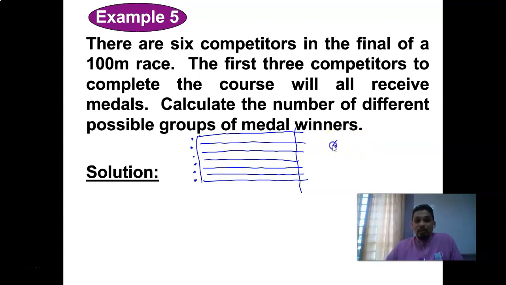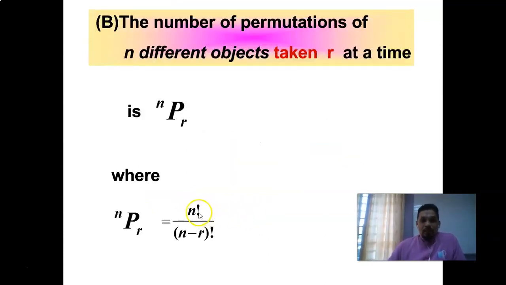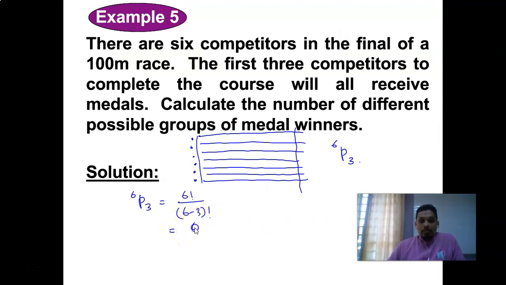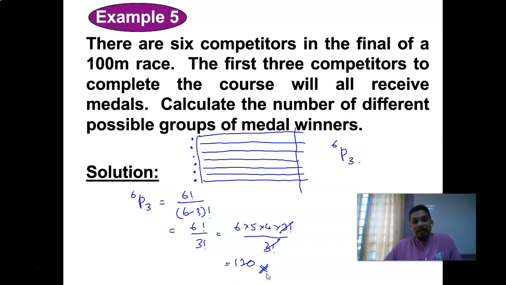So 6C3. Calculate the number of different possible groups of medalists here. Then it is 6 factorial divided by 6 minus 3 factorial. As you see, n factorial divided by n minus r factorial. Actually, you can just get the answer from the calculator, but I make the count manually: 6 times 5 times 4 times 3 factorial divided by 3 factorial. So 6 times 5 equals 30, and 30 times 4 equals 120.